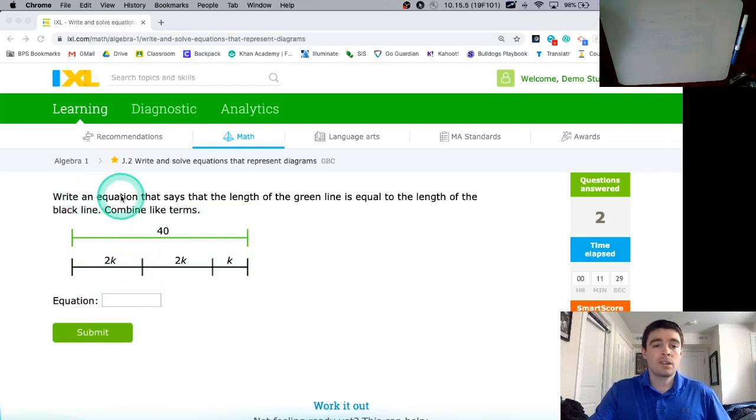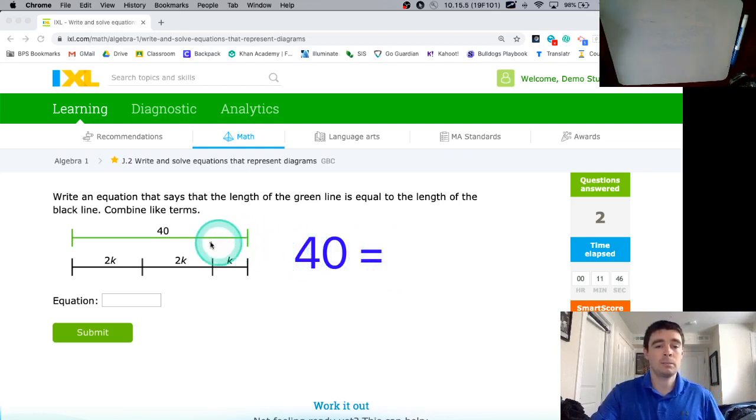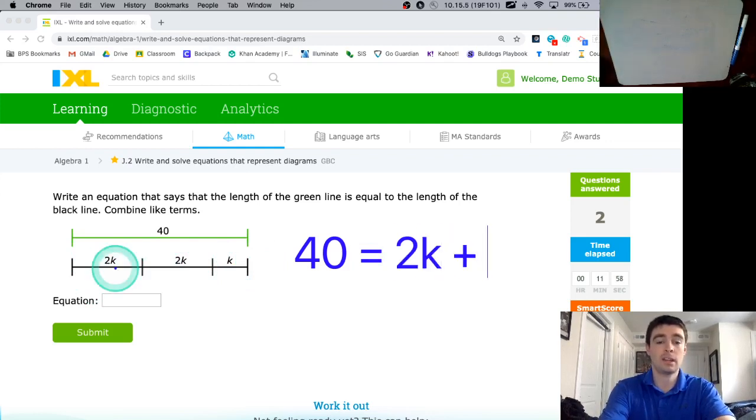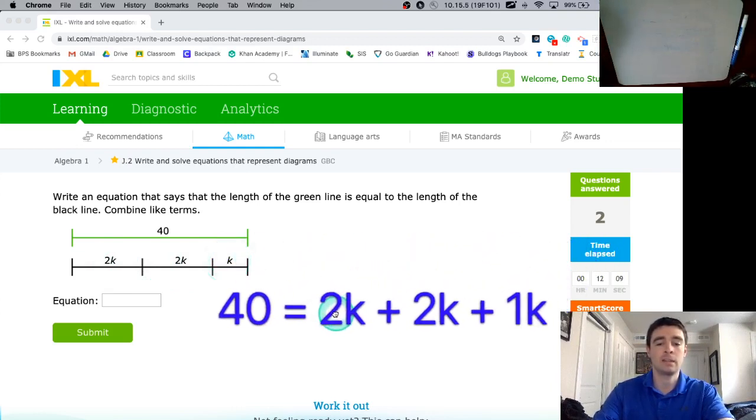I'm not going to keep reading the question because for each of these IXL assignments in J2, the question remains the same. They ask you to write an equation that says the two bars are equal to each other. Here for my equation, the left side needs to have 40. The green bar is simple, it's just 40. And then the right side of the equation has to have everything that's in the black number line. There are three pieces to it. The first piece is 2k, the second piece is another 2k, and the last one, there's no number written here, so as we talked about earlier, I'm going to write that as a 1k. It really means there's one copy of k in that last piece of that diagram.